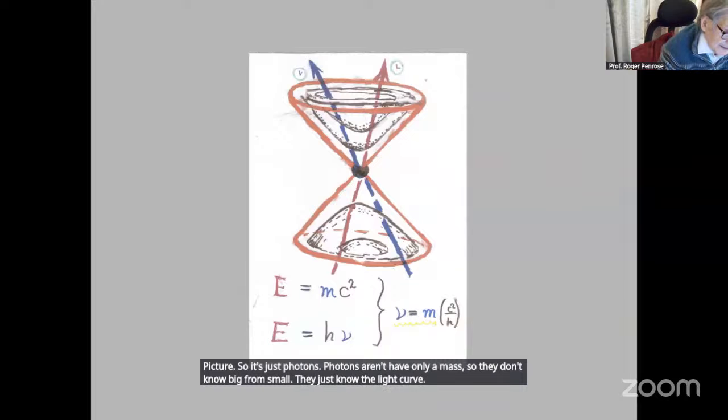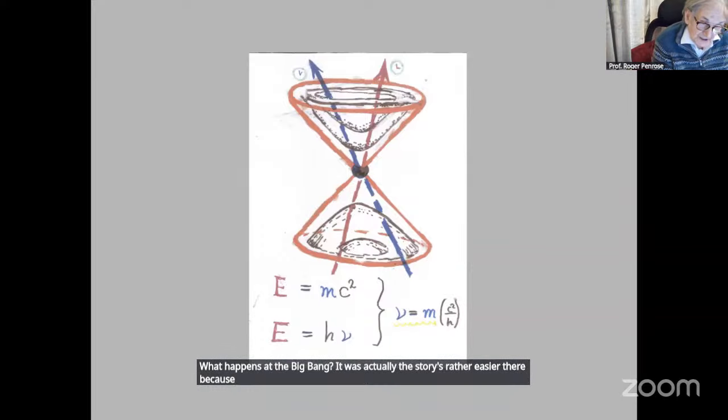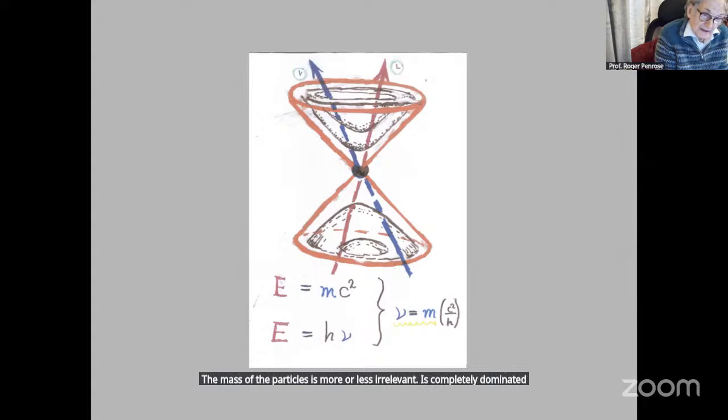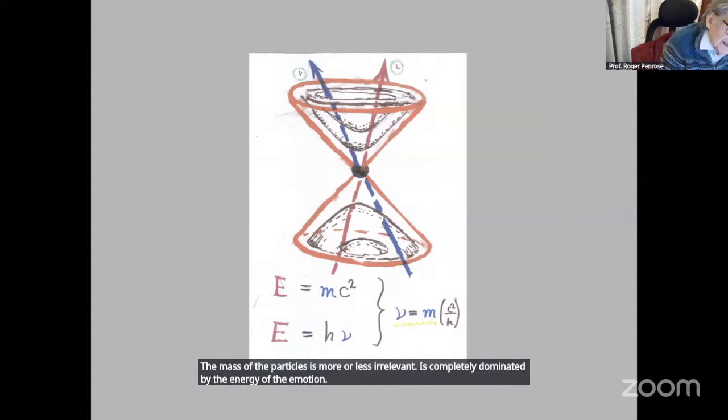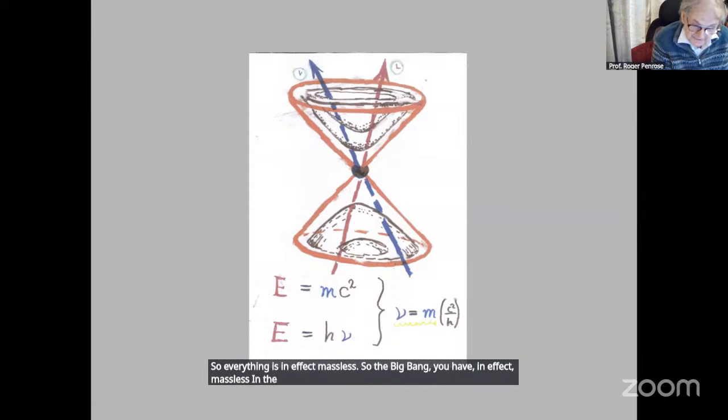What happens at the Big Bang? The story is rather easier there because it's so hot and so dense, well, mainly so hot. That means that the particles are moving around at such an enormous speed that their mass is almost entirely due to their motion. The mass of the particles is more or less irrelevant. It's completely dominated by the energy of their motion. So everything is in effect massless. So at the Big Bang, you have in effect massless, and in the remote future, in effect massless.